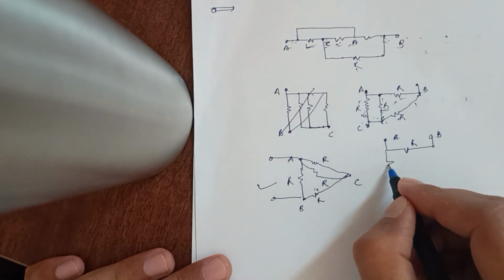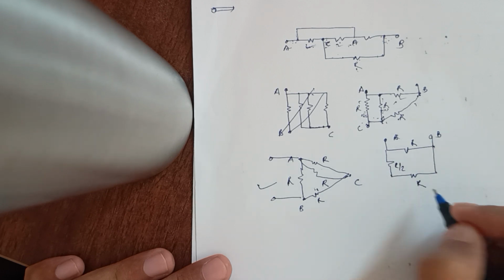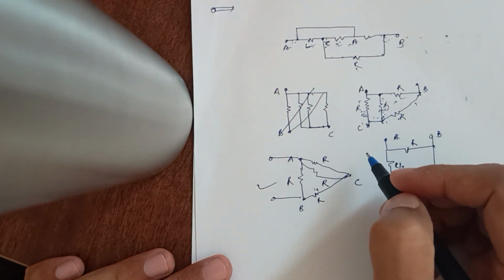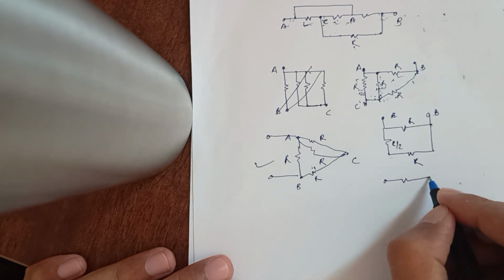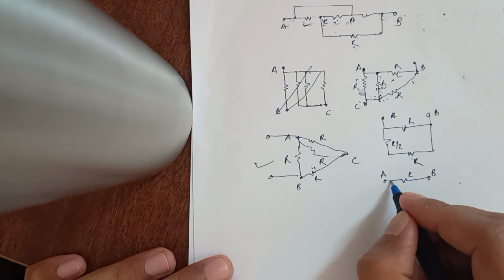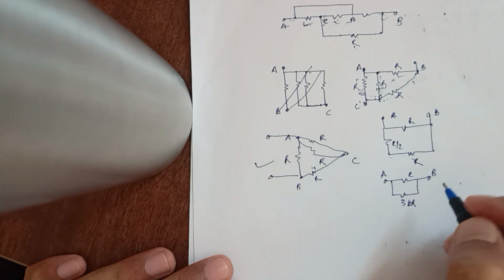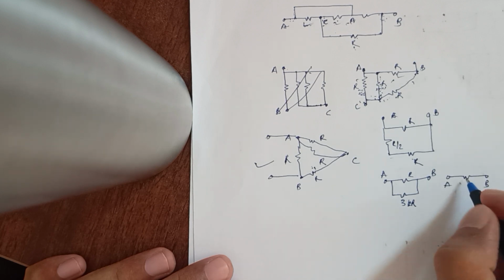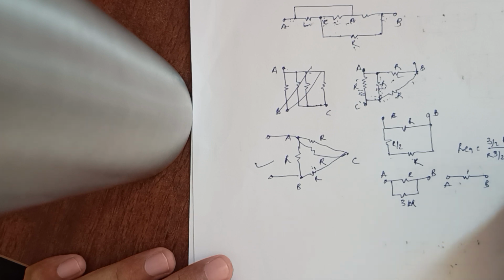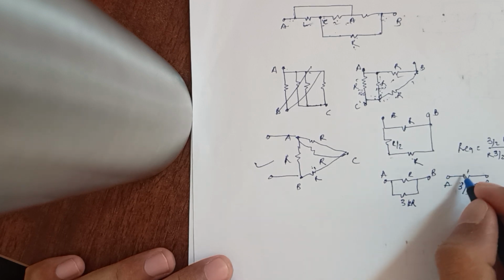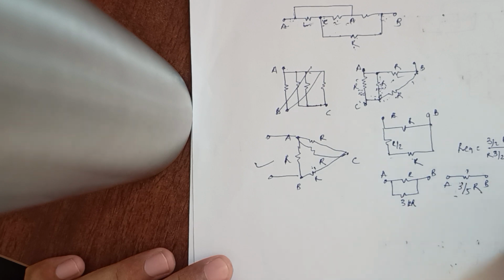These two R resistors in parallel give R by 2, and then this R and this R are in series. So further simplification: between terminals A and B, one branch is R, and the other is 3 by 2 R. The equivalent resistance is R times 3 by 2 R, divided by R plus 3 by 2 R, which equals 3 by 2 R squared over 5 by 2 R, which is 3 by 5 R. So R equivalent between terminals A and B is 3 by 5 R.